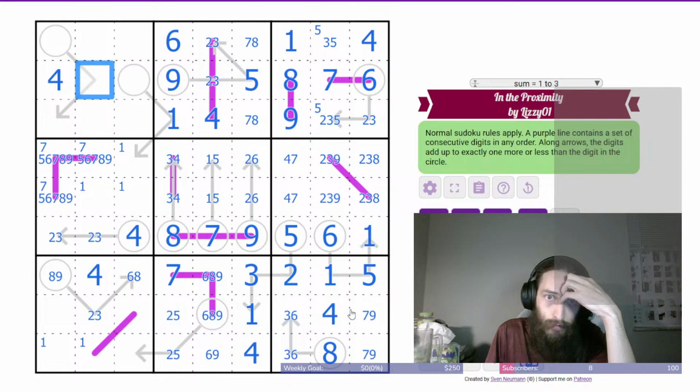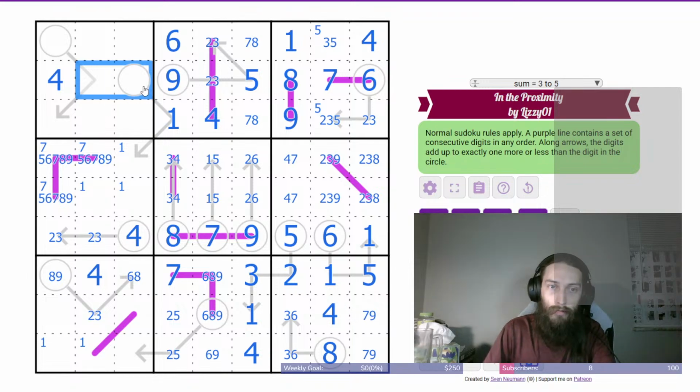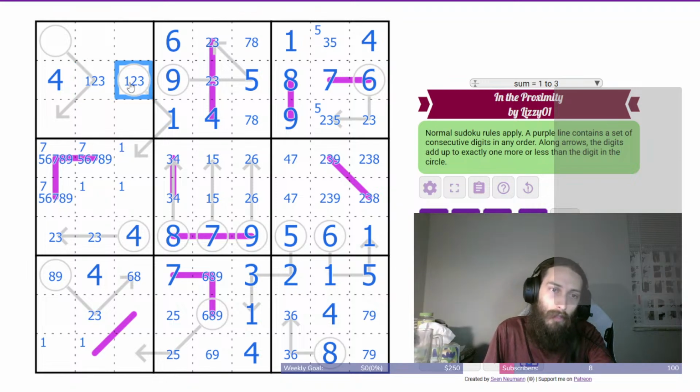Row 2 has left 1, 2, and 3. And this circle can't be a 1, because that would be a pair of 1s, but then it would see itself. 2, 3 means this is a 1. Takes that out and that out and places a 1.